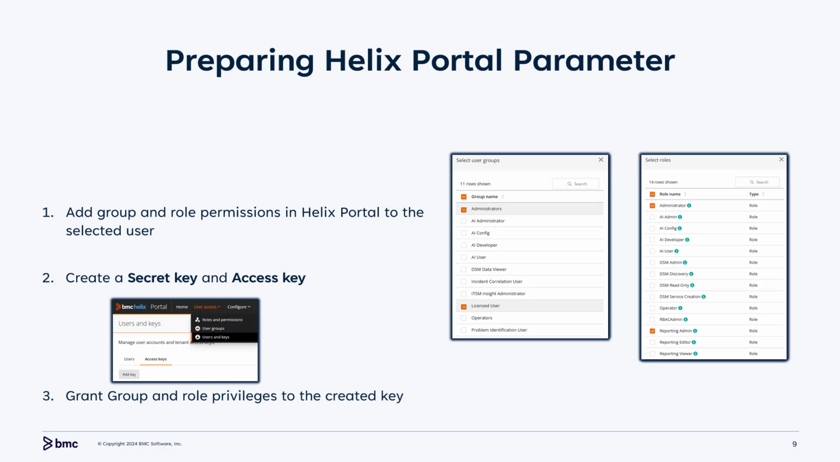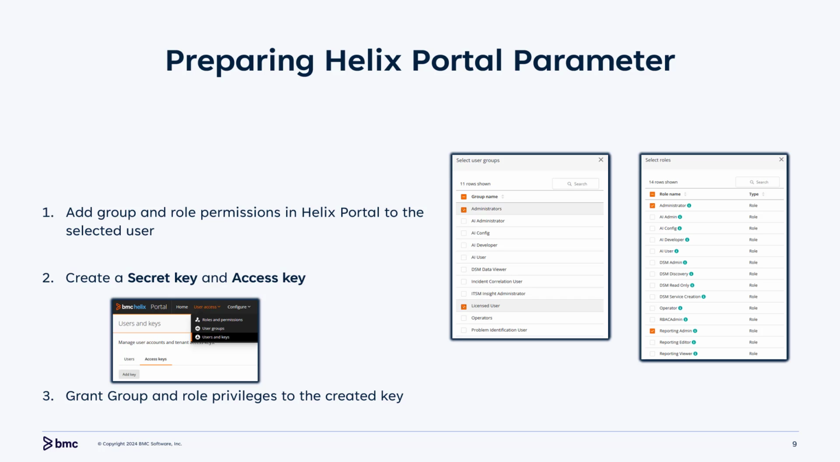In the following steps, Helix Portal is configured to provide access to Helix dashboards and create content. In the first step, select a Helix Portal user grant group and role permissions for content creation in Helix dashboards. In the second step, create a secret key and access key from Helix Portal. These keys allow the conversion tool to access Helix Portal and Helix dashboards. Copy the created secret and access keys along with the tenant ID.